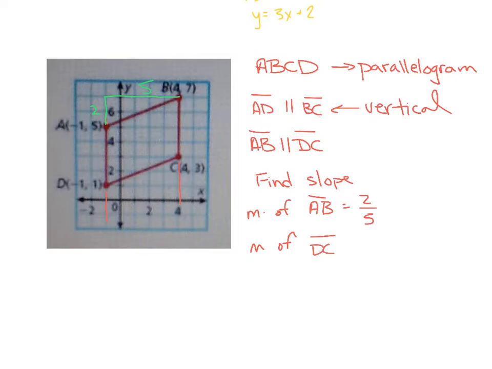And now we're going to find the slope of DC. Same thing. Here, we rise 2, we run 5. Rise over run is 2/5. So yes, that is a parallelogram because both pairs of opposite sides are in fact parallel, and we proved that.